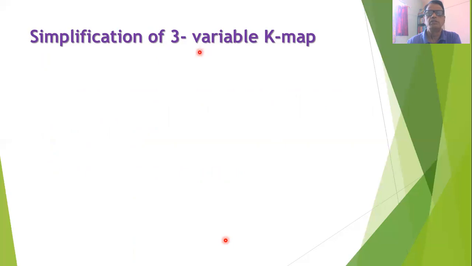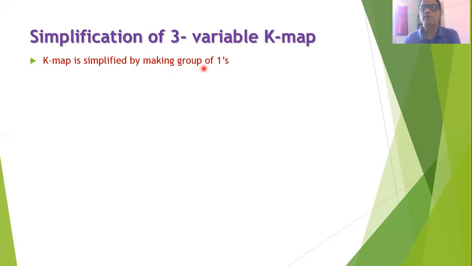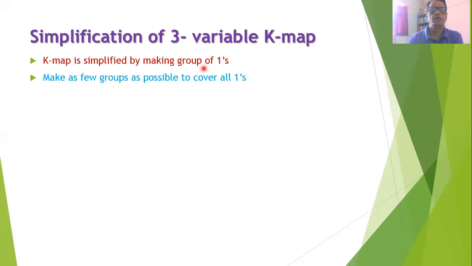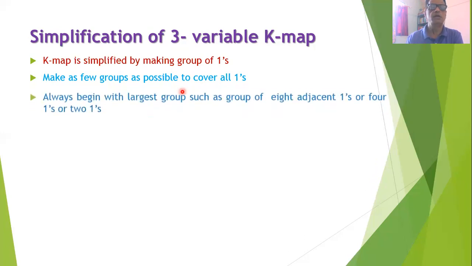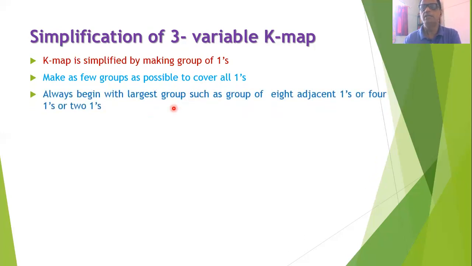Now we will go for the simplification of the 3-variable Karnaugh map. Again, the 3-variable Karnaugh map can be simplified by making groups of adjacent ones. And again, the basic rule is the same: make as few groups as possible so that all the ones are covered, and always begin with the largest group and then go for the smaller groups.